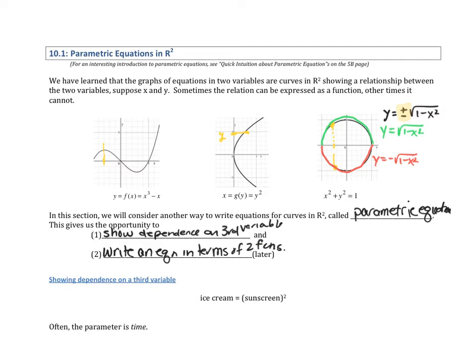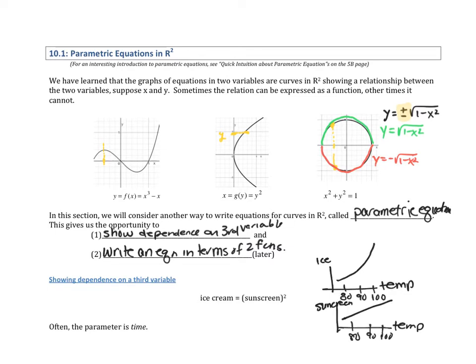Likely, it's the fact that they're both dependent on temperature. It might be something like, when the temperature goes up, so here's 80, 90, 100, the amount of ice cream sold goes a lot higher. And separately, when the temperature goes up, people are needing to buy more sunscreen. So the fact that ice cream goes up with sunscreen is true, but it's not necessarily causal. They are both related to some other variable.